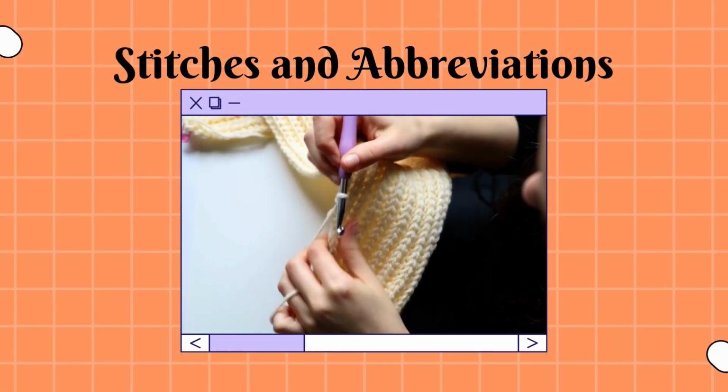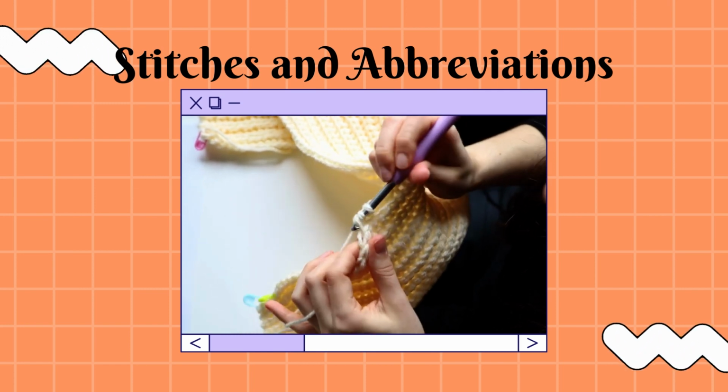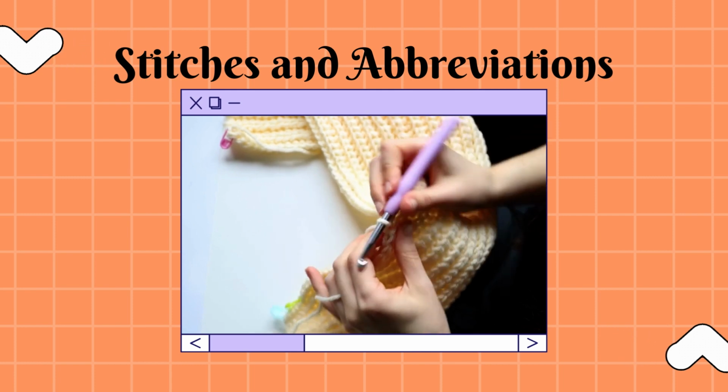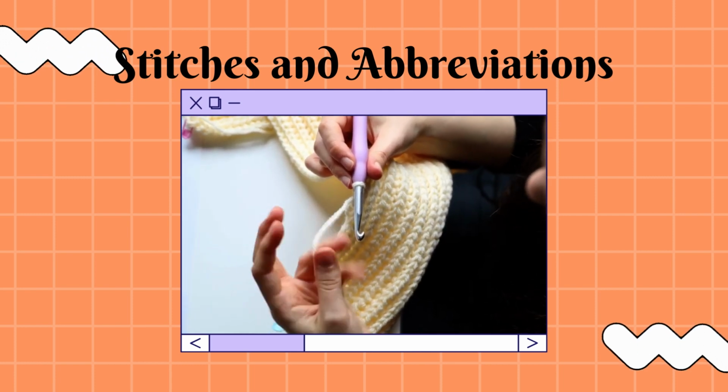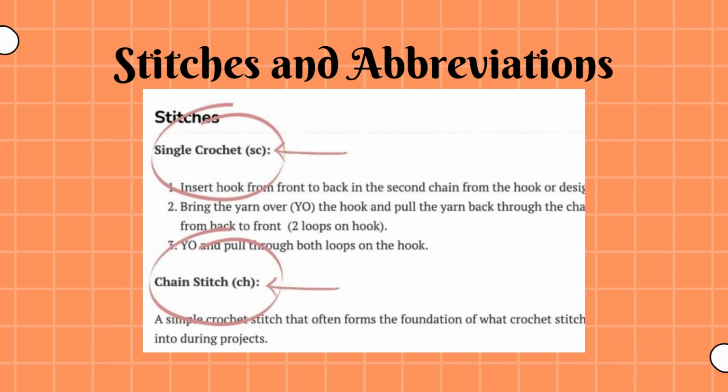Next, we have stitches and abbreviations. This section explains the stitches and abbreviations used in the pattern. Some patterns may not list these explicitly, so you must review the pattern to identify and understand them. For instance, in this beginner level scarf pattern, you'll need to know how to single crochet, abbreviate it as SC, and create a chain stitch, abbreviated as CH.